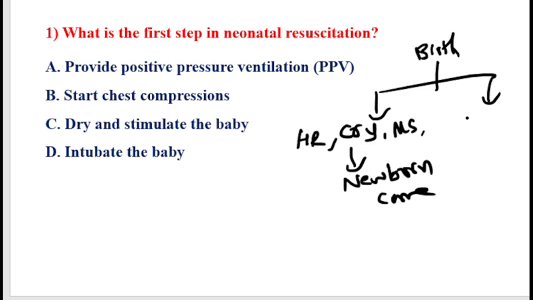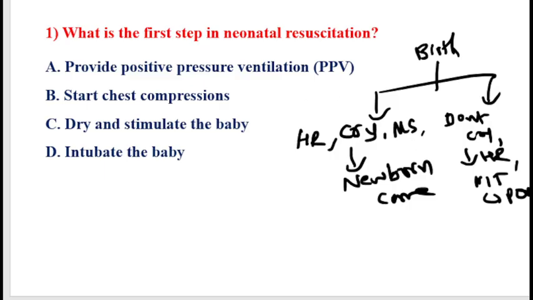But what happens if the baby does not cry? If heart rate is less than 100, if there is a poor muscle tone, in that condition the baby requires neonatal resuscitation.